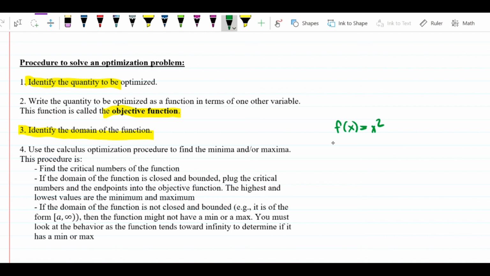Once we've done all this, once we've identified the objective function and its domain, we just use the optimization procedures that we've already learned. So very much of this section is really about reading a word problem and coming up with the correct objective function and domain. That's really mostly what this section is about.